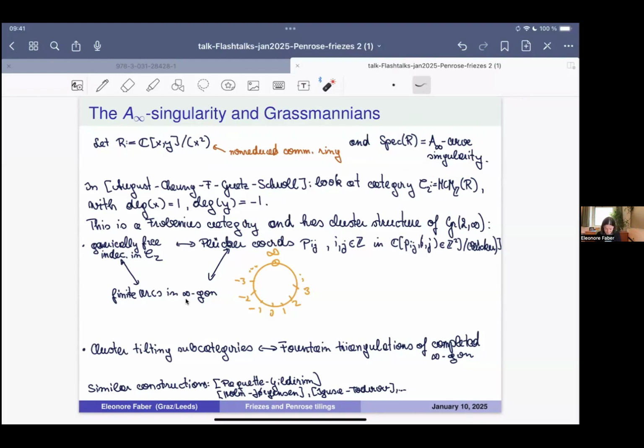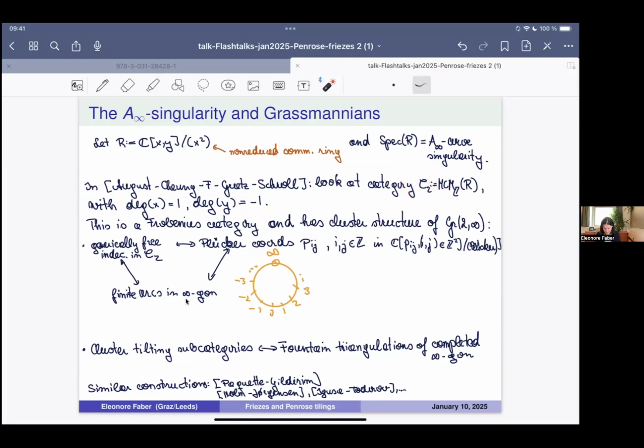A few years ago, in joint work with Jenny August, Mandy Cheung, Zira Gratz, and Schroll, so lots of people, this was the WinR2 project, we looked at a category of modules over this, namely maximal Cohen-Macaulay modules with a certain Z grading, where X has degree 1 and Y has degree -1. What you usually don't want is that your degree 0 part is not the field. But we looked at this and found that it has a really nice structure, namely the structure of a cluster category. So we called it C2.